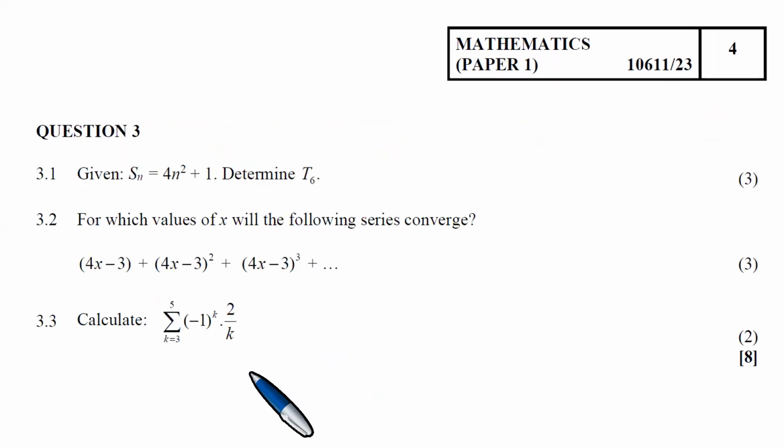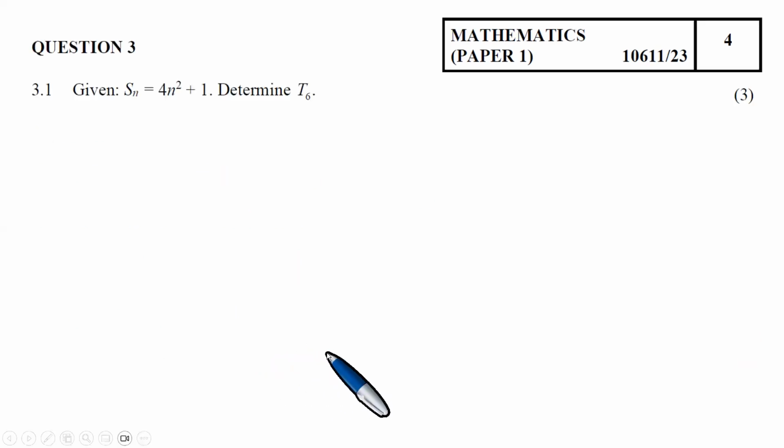Right, so if you look at question 3 right now, we are looking at this summation and want to find term 6. Here we're looking at a series that is convergent, and we're looking at the sigma notation here. So looking at these things here, we proceed as follows. Given that Sn is this, find term 6.